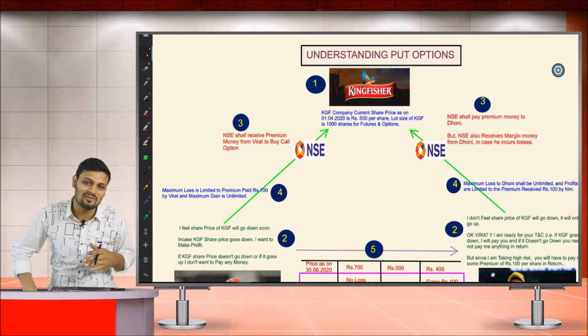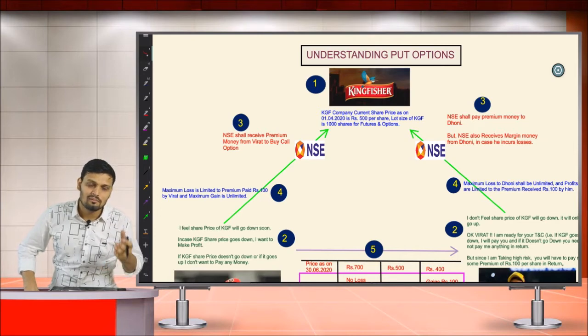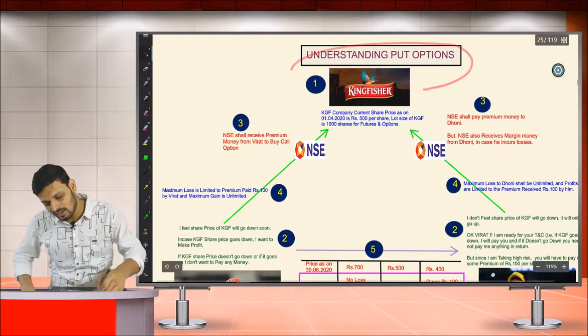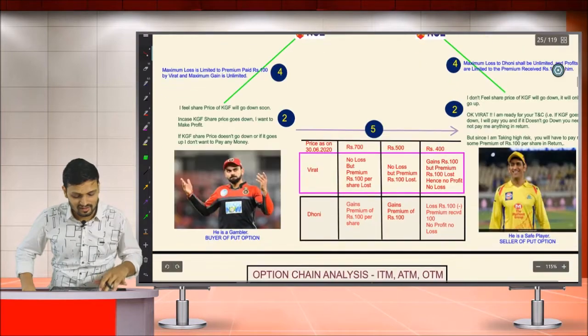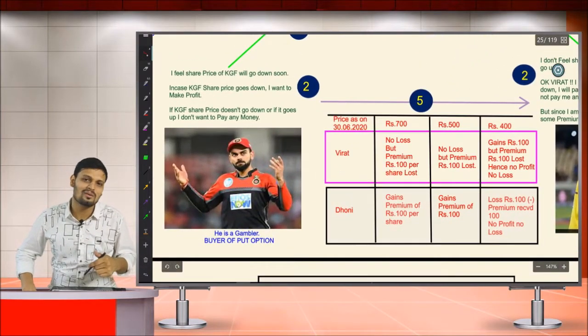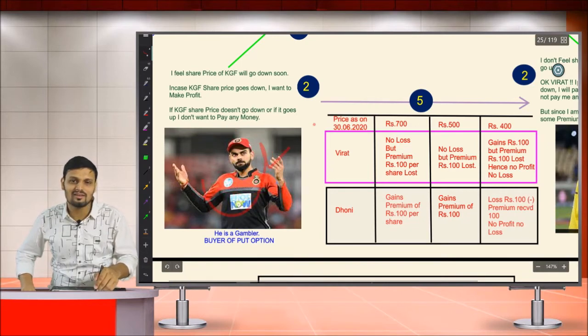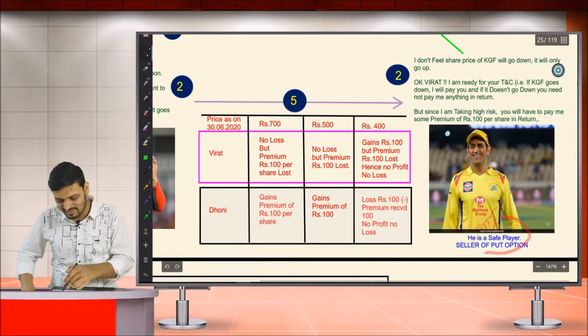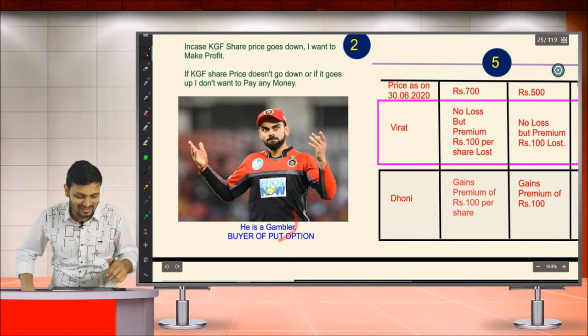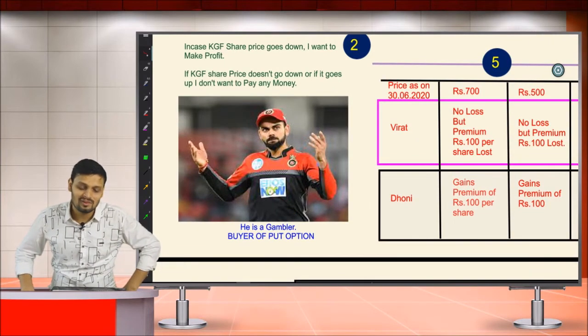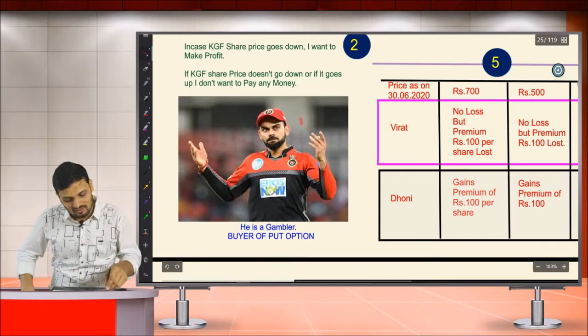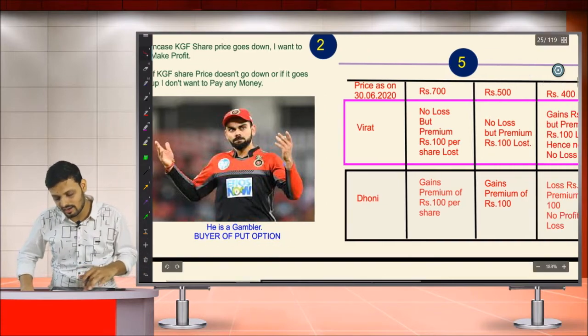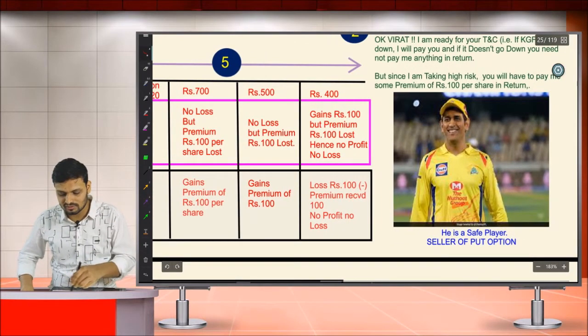Now comes the more trickier part, understanding put options. See, till now I've just explained the basics of call option. Practical reality is a lot more different, right? Understanding put options. Again, I've taken a different example. As you all know, these are the two most popular cricket players right now in Indian cricket history. One is your Virat Kohli, the other one is your Dhoni. So obviously, you know who is more safe and who is more aggressive or who is a gambler, right? So in this example, I have considered Virat Kohli as the buyer of put option and Mahendra Singh Dhoni as the seller of put option.